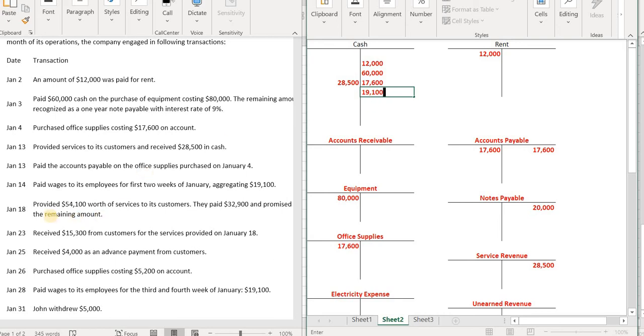January 18th, let's do the next one. Provided $54,100 worth of services to customers. They paid $32,900 and promised to pay the remaining amount later. Okay, so we have $54,100 worth of services. We're going to increase cash by $32,900, and when they promise to pay later, what do we call that? Accounts receivable. So we've got services, cash, and accounts receivable here. Make the entry, please.